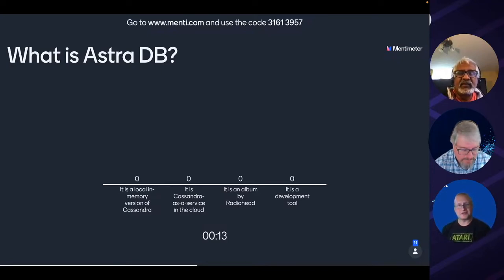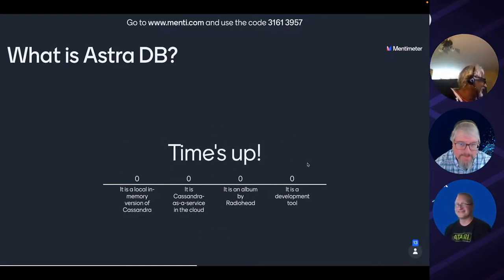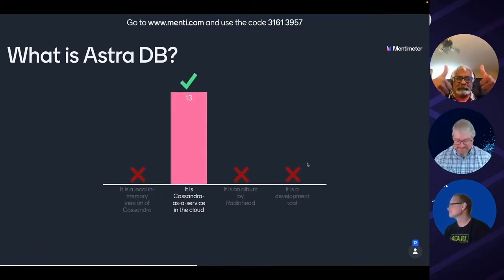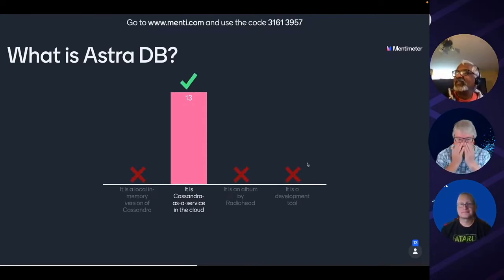What is Astra DB? I always love the answer. It's an album by Radiohead. All right, Cassandra as a service in the cloud. All right, everybody got that one. Excellent, that's good to see. That was an easy one, yeah. That's a softball that we threw everyone.